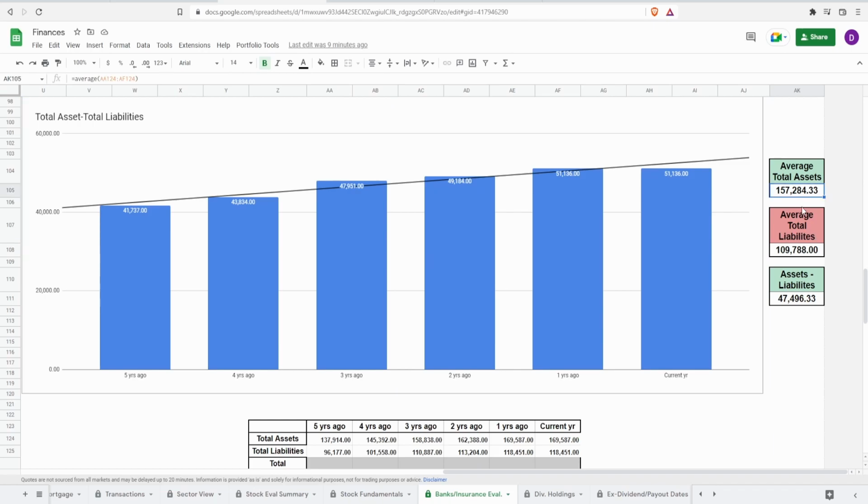Average total assets, guys, is around $157.3 billion. Average total liabilities is almost $110 billion. Average assets minus the average liabilities, we get around $47.5 billion.